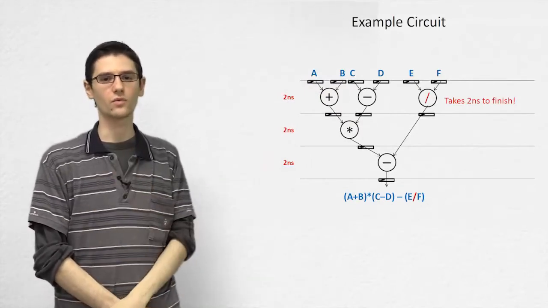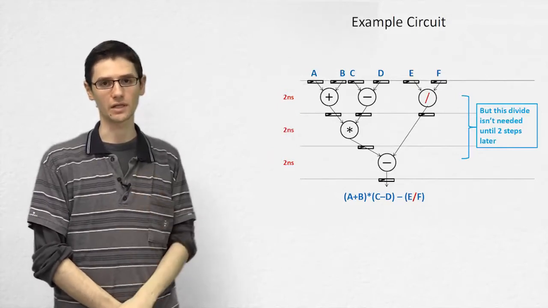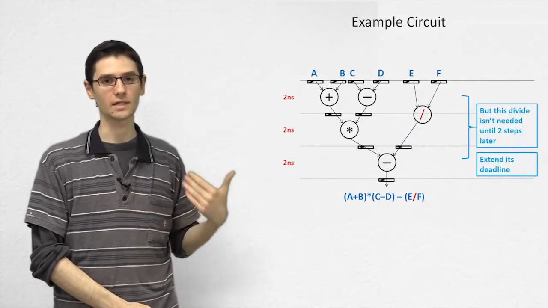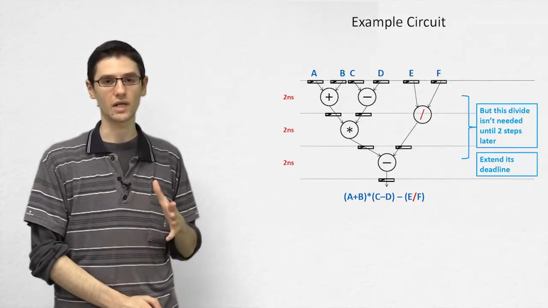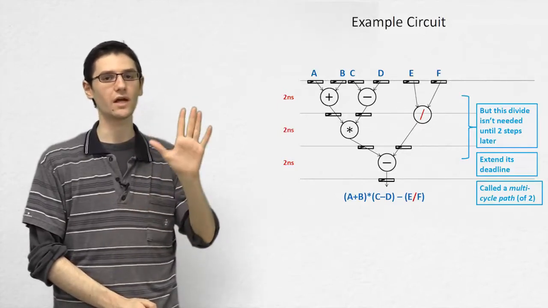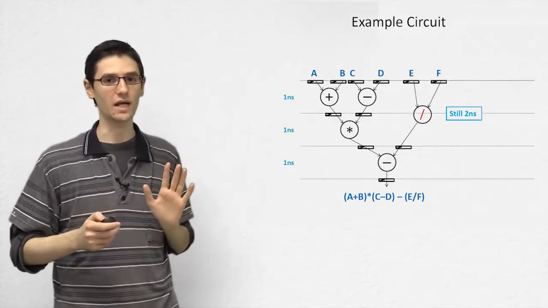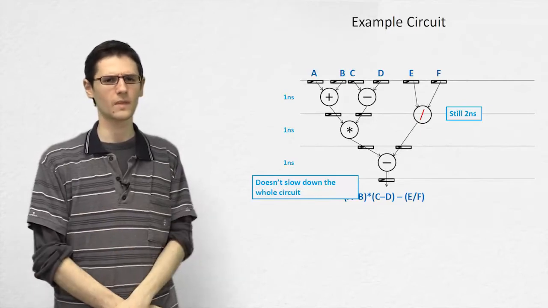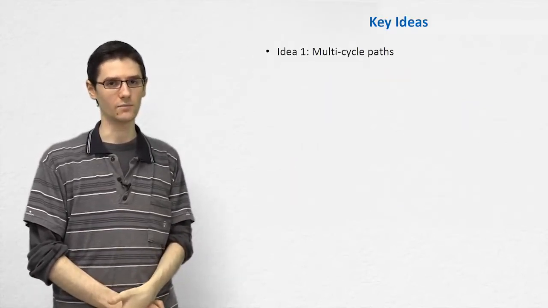If we look closer though, what we notice is that actually this divider isn't required until 2 steps later. So what we can actually do is we can extend its deadline and allow it to finish in step 3. This is great because now the divider can take its 2 nanoseconds to finish. And we've created what's called a multi-cycle path, which means that now this divider can take 2 cycles to finish instead of 1. So this divider can still take its 2 nanoseconds, but it's not going to slow down the rest of the circuit in the process. So that was the first key idea I wanted to introduce, this idea of a multi-cycle path.